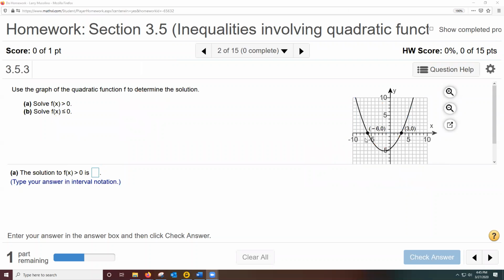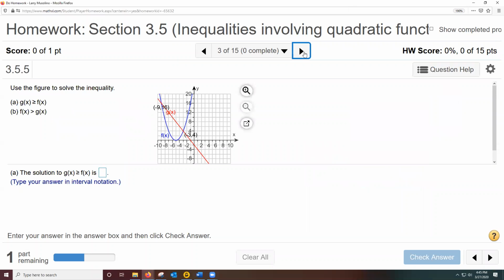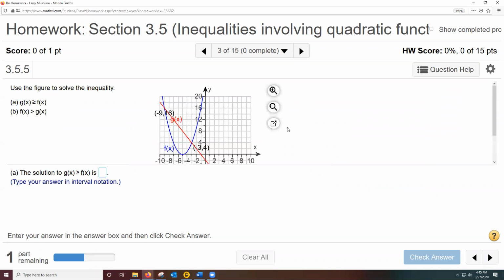All right, let me go to the next example. This one is asking me to use this graph to solve this inequality. And for this one, they're asking me to compare two graphs. There's g of x in red and f of x in blue. So I have the blue parabola as f of x and the red line as g of x.